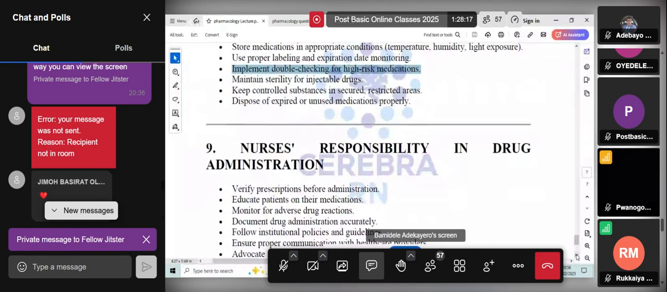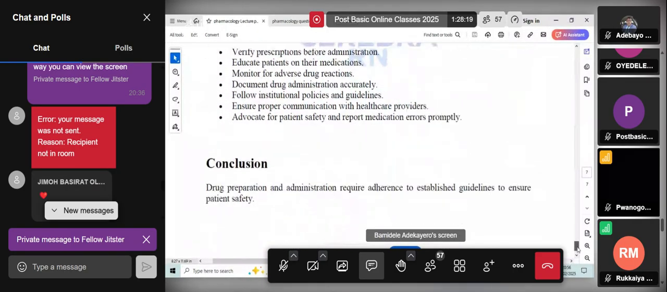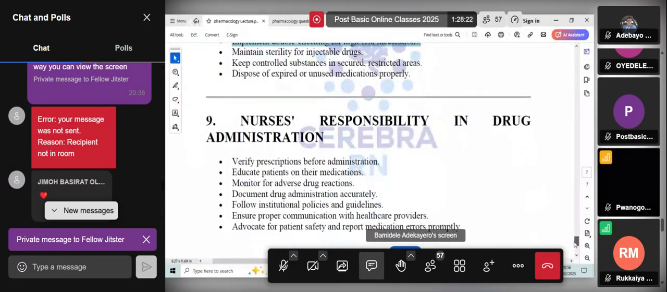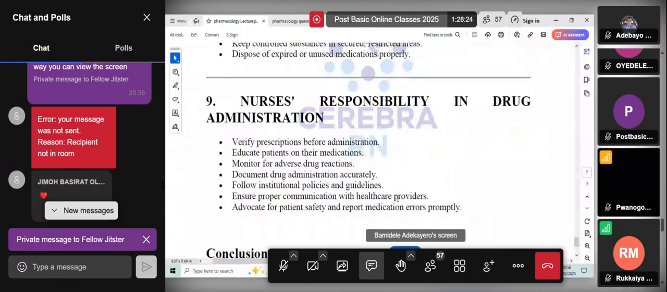Nurses' responsibility in drug administration. This is the last one. So now we've looked at everything. What is our responsibility in drug administration? It is to verify prescription before administration. So we need to know what this doctor is giving to this patient, because they make mistakes too. And we are here to verify what they are prescribing.